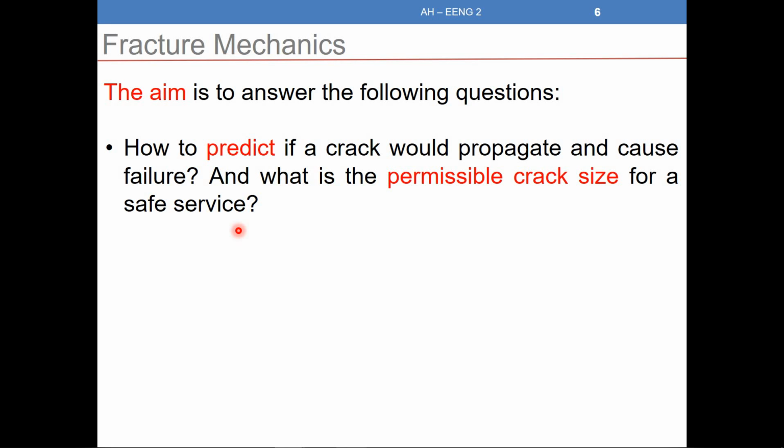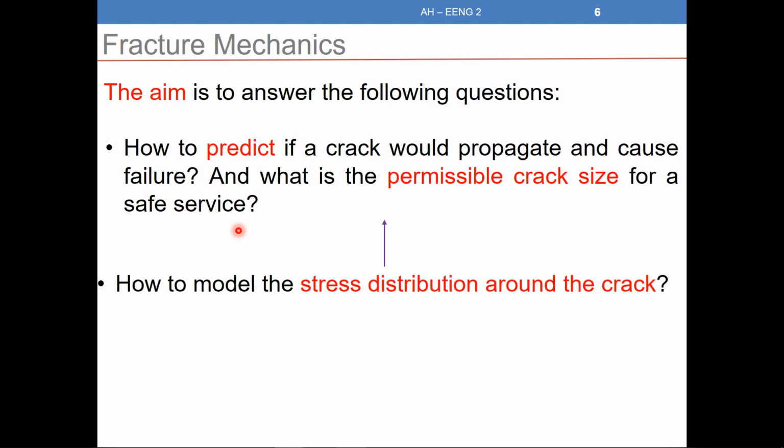It's more than 2 millimeters, it's not safe. But based on what we can define these 2 millimeters, depending on what, that's what we will study. So to understand that, if I have a crack, we need to find the stress distribution around the crack. So that's the first part that we need to do, to find how the stress is distributed around the crack.